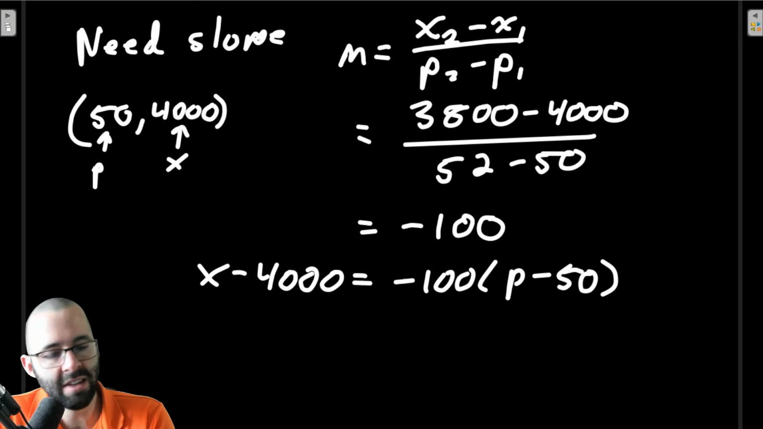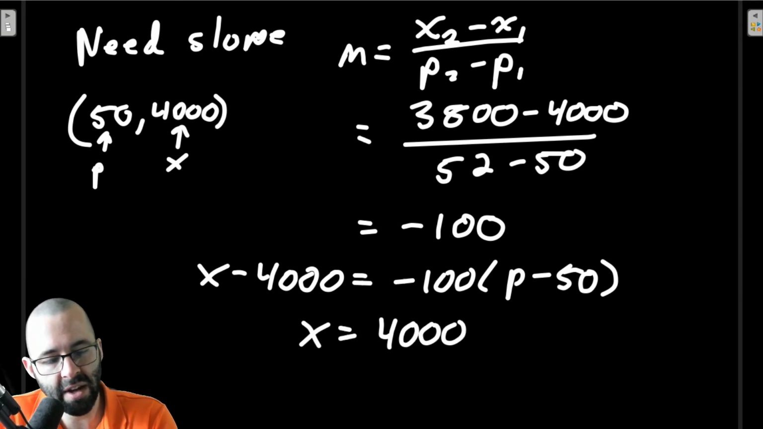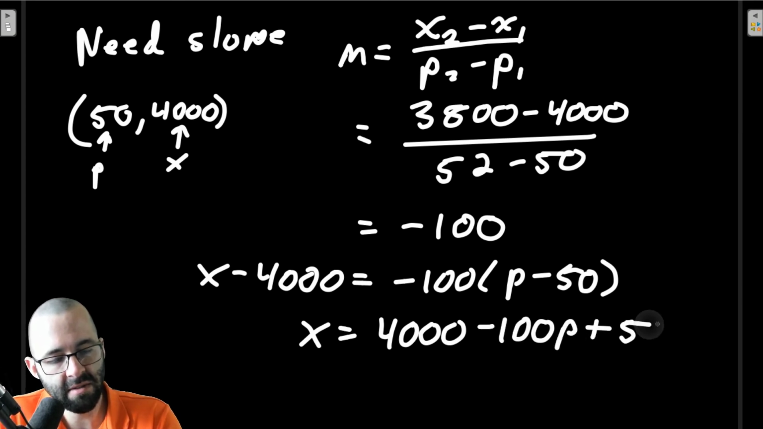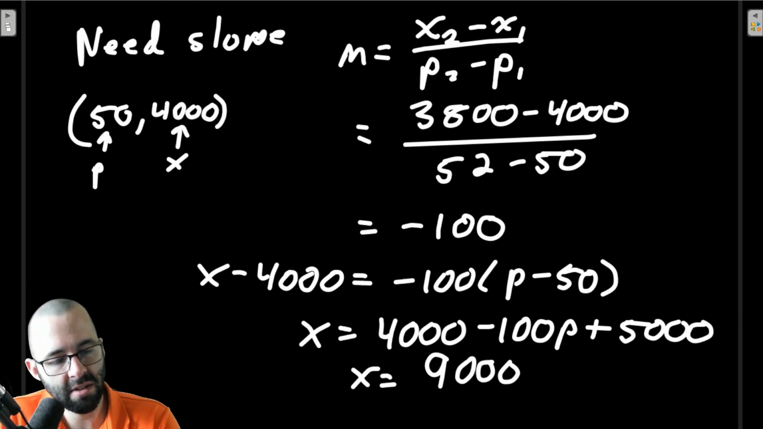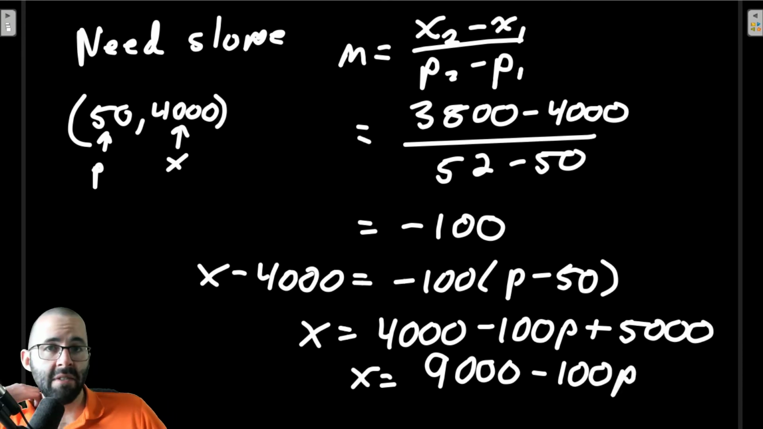And we can simplify this out and get a demand function. So add 4,000 to both sides, you're going to get x is equal to 4,000 minus 100p plus 5,000. Nope, that's not how numbers work. 4,000 plus 5,000 is 9,000, minus 100p. This is also a demand function.